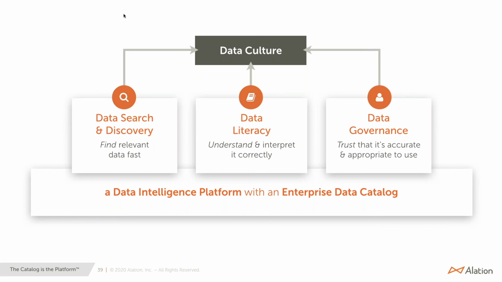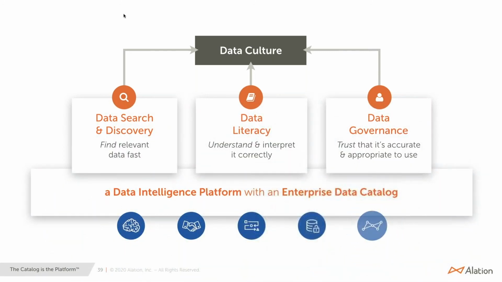And the way you get all of that is through technology for data intelligence as a platform for each of these things. And the core element that a data intelligence platform needs is an enterprise data catalog, and ideally one that has intelligence, collaboration, guided navigation, active governance, and broad, deep connectivity, which is what these icons represent. And we'll talk about this more in line.